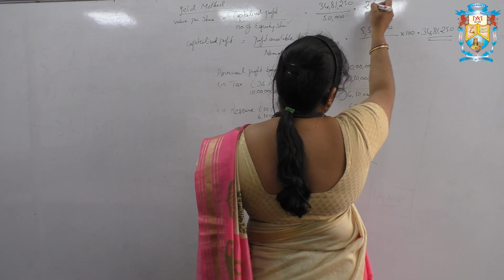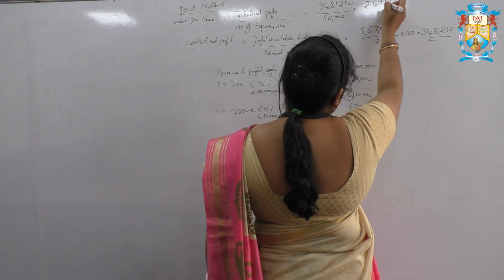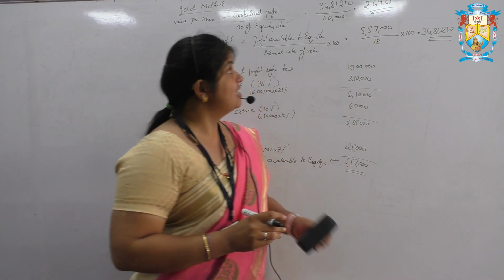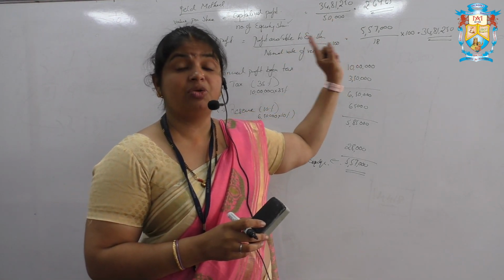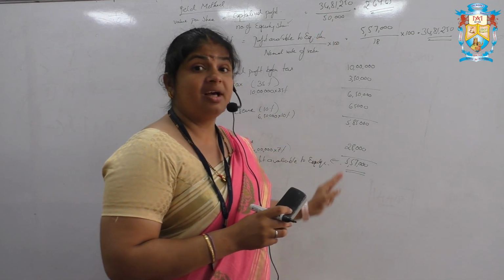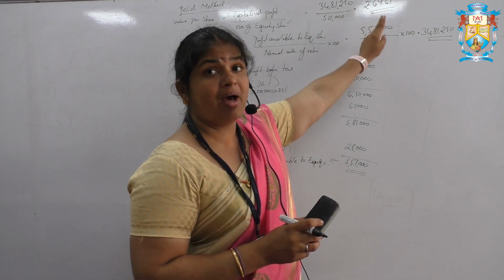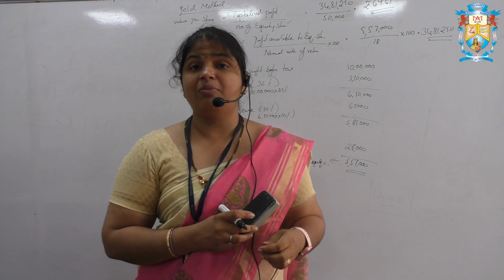While writing, you have to write rupees 69.63. Value of one share is 69.63 according to the market. So you are finding the market value of equity share. We have found it by the yield method. According to the market, our value of a share is 69.63.